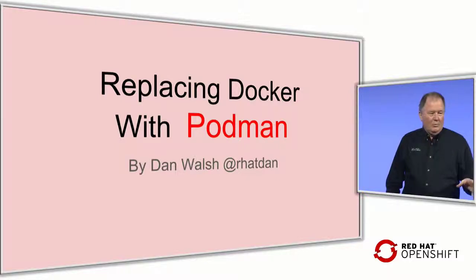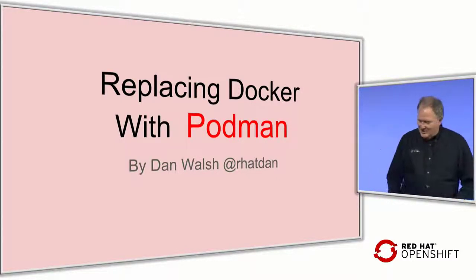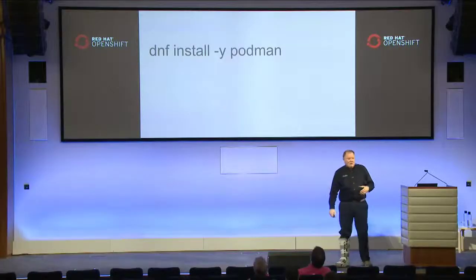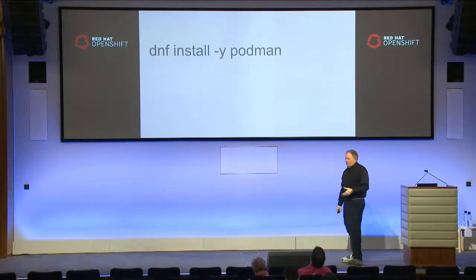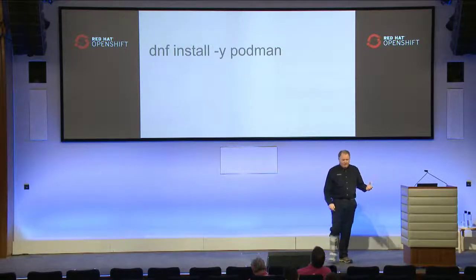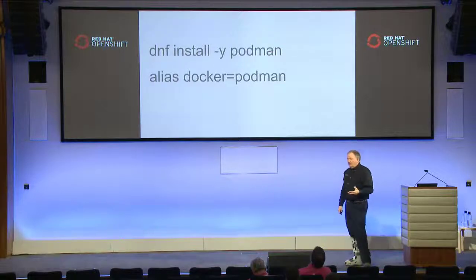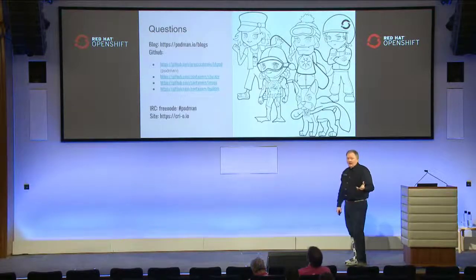So, replacing Docker with Podman. And guys, what happened with the red? You guys are sleeping out there. All right. The first thing, if you want to replace Docker with Podman, you do dnf install podman. Everybody got it so far? Then you do alias docker=podman. And the next step is, any questions? It was a very short talk.